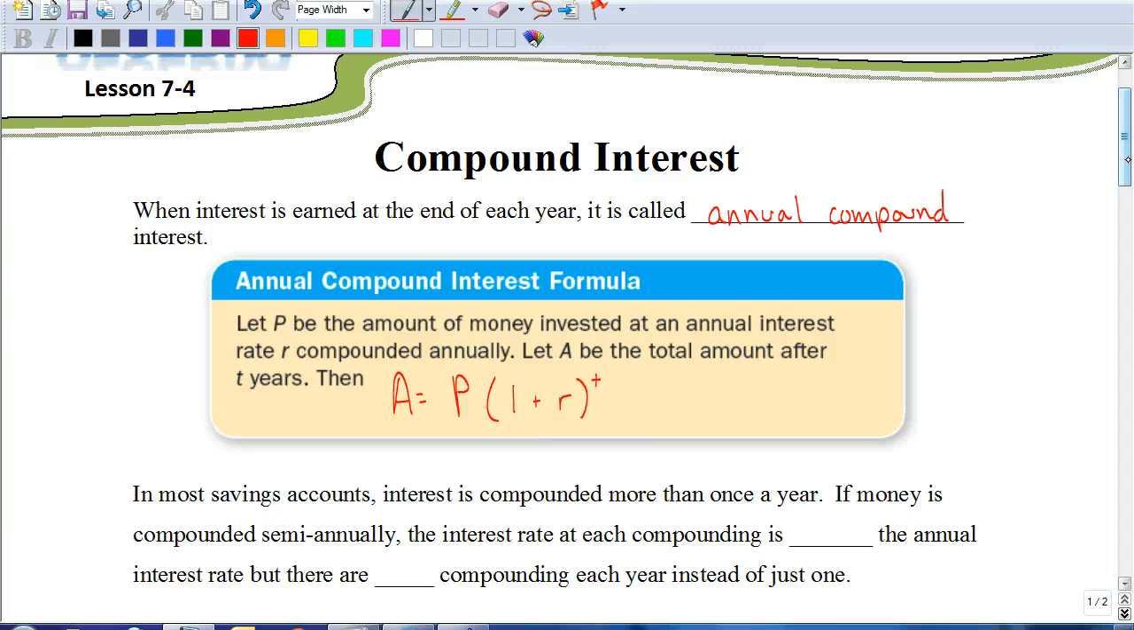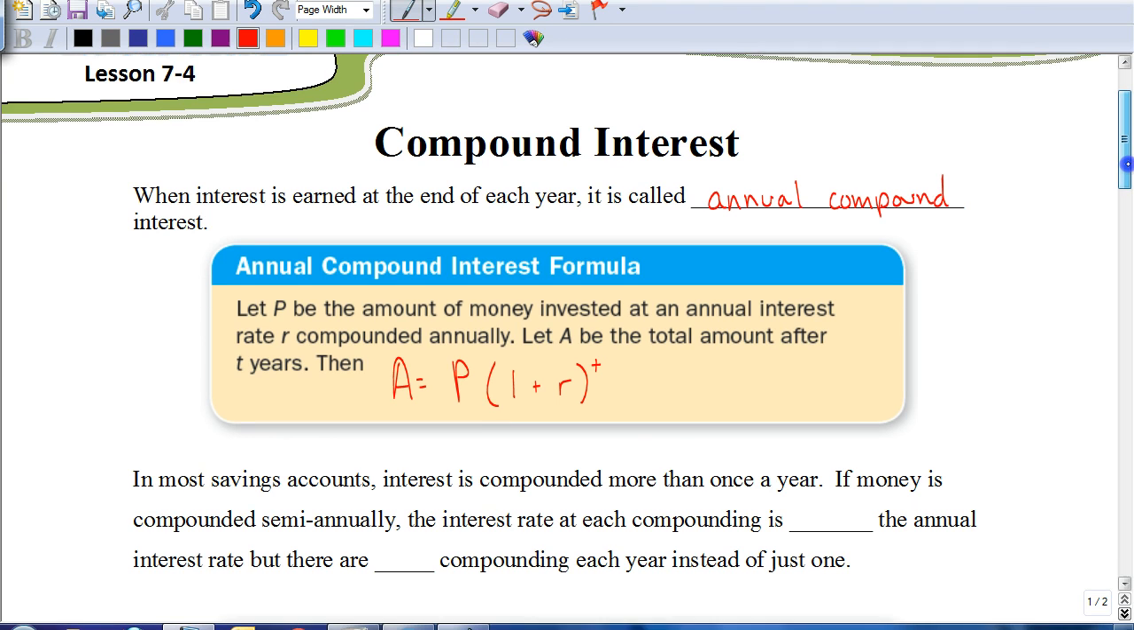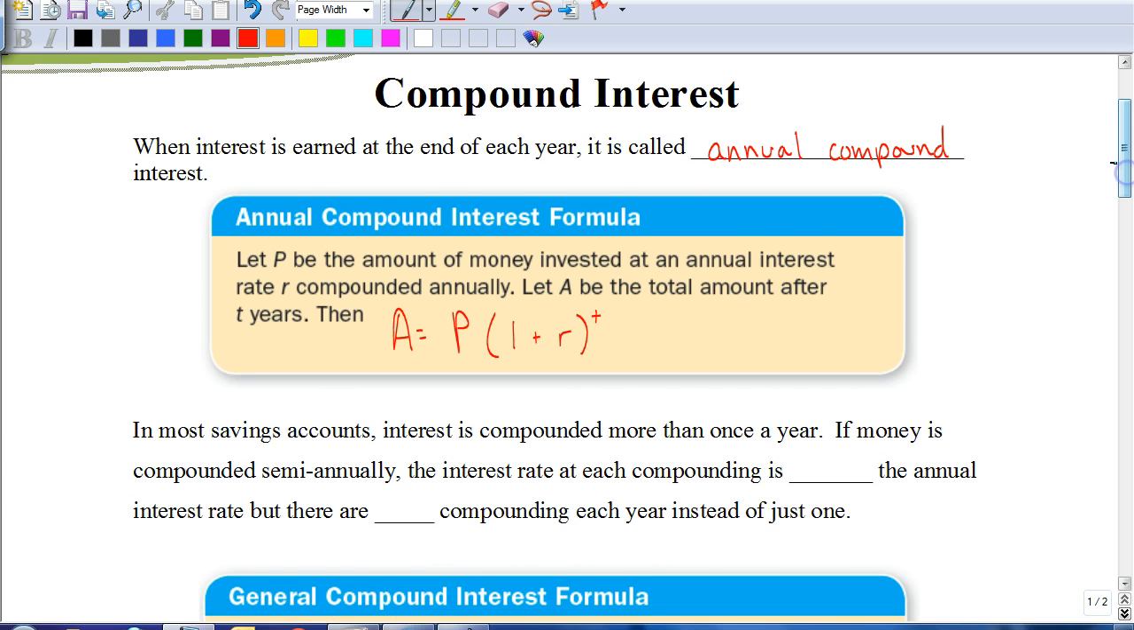Sometimes interest is applied at the end of the year, in which case we call that annual compound interest. And in this situation, it's not as common, so you're not required to memorize this formula. There's a better formula that we're going to be looking at here in a second. But for this formula, like I said, this formula represents when interest is compounded, meaning it's figured into your account at the end of the year.